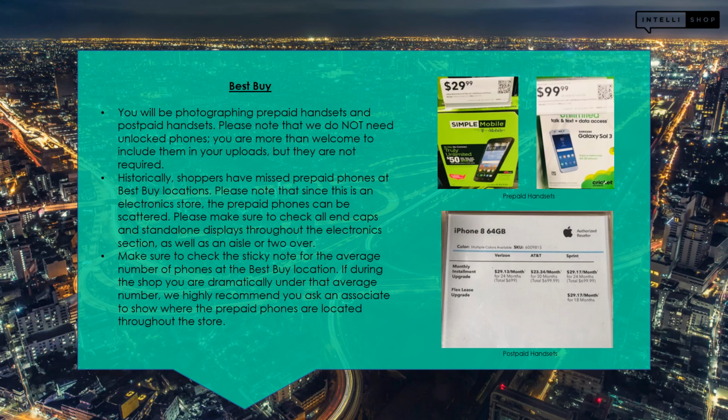Historically, shoppers have missed prepaid phones at Best Buy locations. Please note that since this is an electronics store, the prepaid phones can be scattered. Please make sure to check all end caps and standalone displays throughout the electronics section, as well as an aisle or two over. Make sure to check your sticky note for the average number of phones at the Best Buy location you are shopping. If during the shop you are dramatically under that average number, we highly recommend you ask an associate to show you where the prepaid phones are located throughout the store.